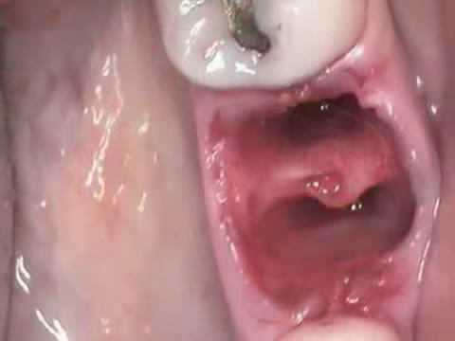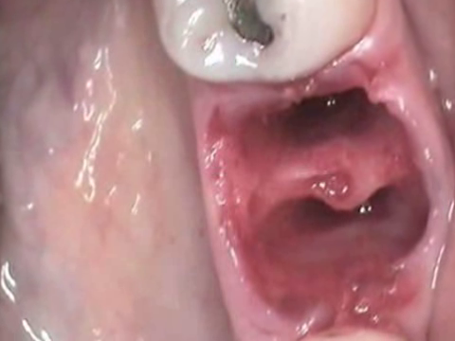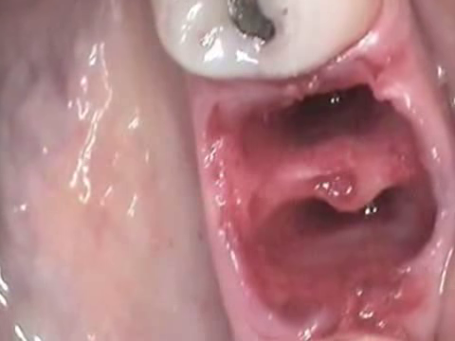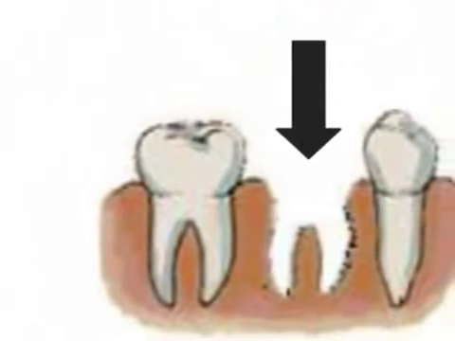If no blood clot forms or it is lost, then a so-called dry or infected socket will ensue. Here the exposed bone of the tooth socket becomes packed with bacteria and food from the mouth, and even the abrasive agents used in toothpaste.